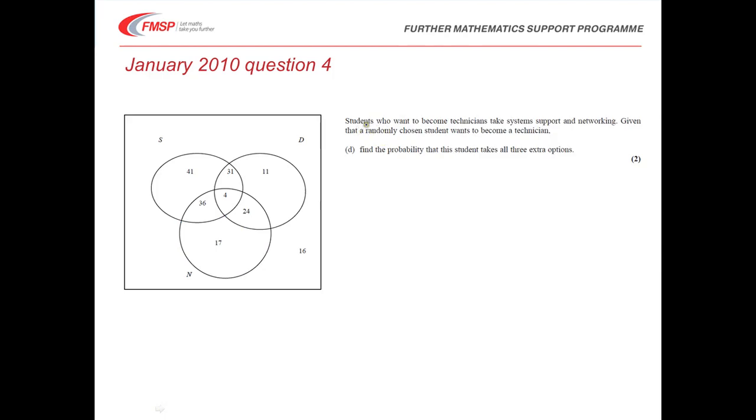It then goes on and it says, students who want to become technicians take system support and networking. Given that, so this is implying some form of conditionality. So given that a randomly chosen person wants to become a technician, they have to be doing systems support and networking. So I have to be within this region here. I don't have any choice over that. So really, I'm only dealing with 40 people before I even start.